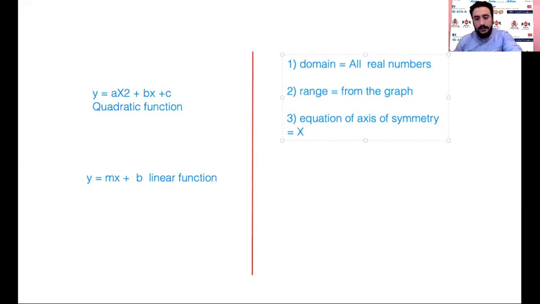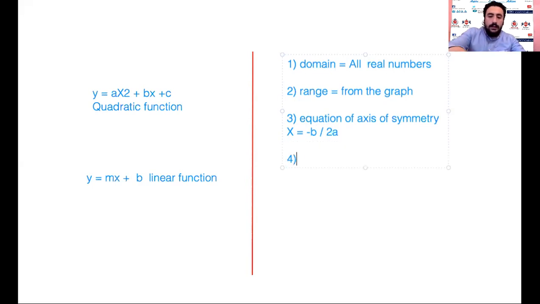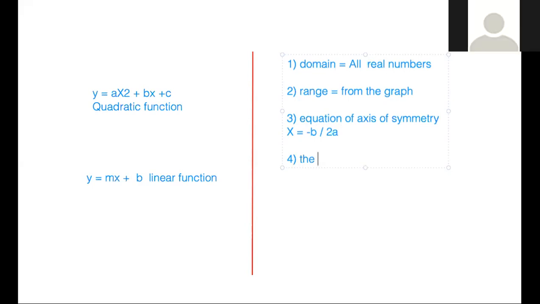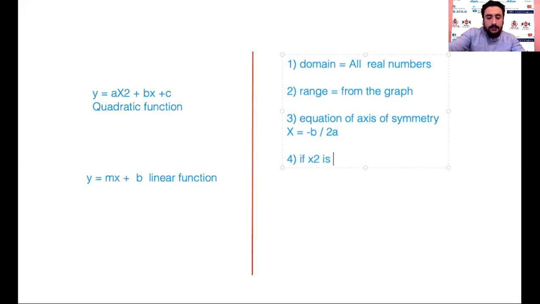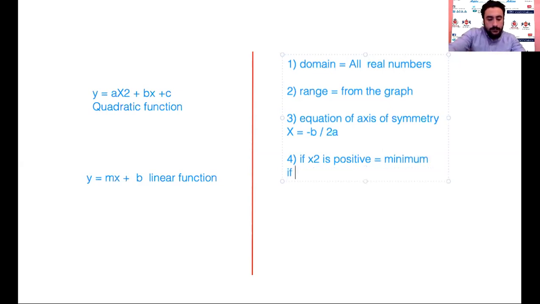The equation of the axis of symmetry: I'm going to write x equals negative b over 2a. Right? Okay. What about the fourth thing? Do you know the maximum and the minimum? If x power 2 is positive, then it will be minimum. If x power 2 is negative, it will be maximum.